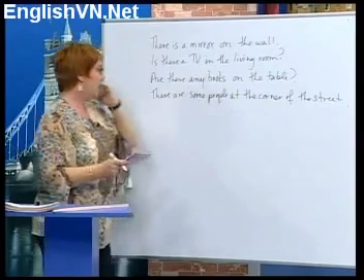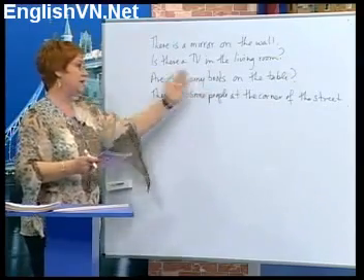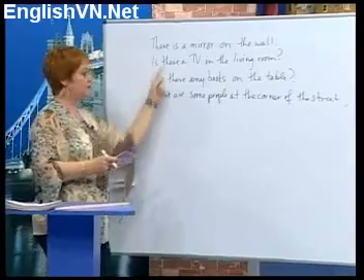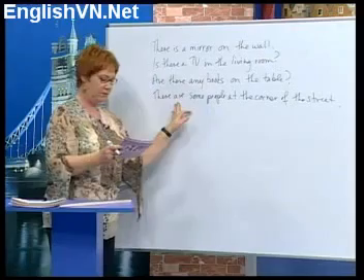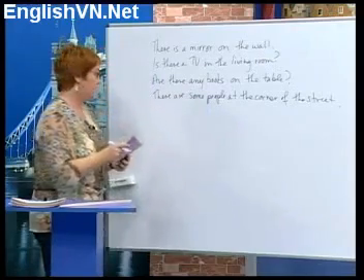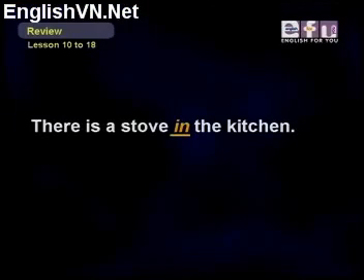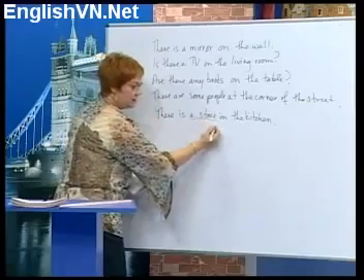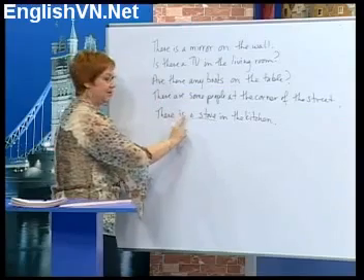Okay, now, with there, remember that the real subject comes after the verb. So you have to look here and then look back to get the right verb. So, here are some examples. There is a stove in the kitchen. There is one, only one. So we look back to make it is. There is a stove.